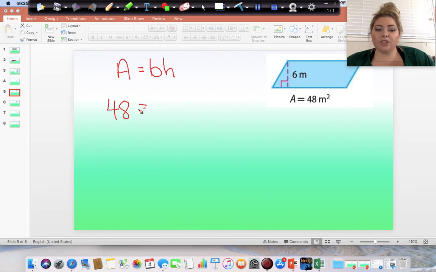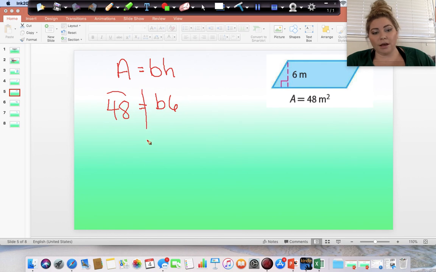All right, so we do know our area, so we put the 48 here. And then we've got our 6, that is our height. So we're going to put 6 as our height, and we're looking for our base. So now we have 48 is equal to b times 6, and we know how to solve for b because we already did multiplication and division equations.